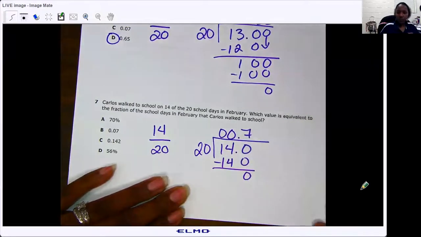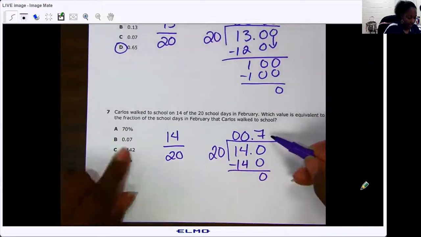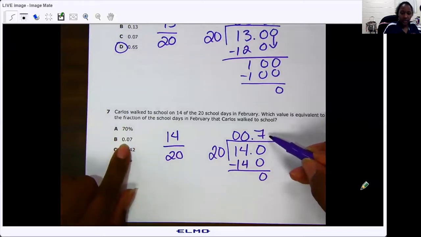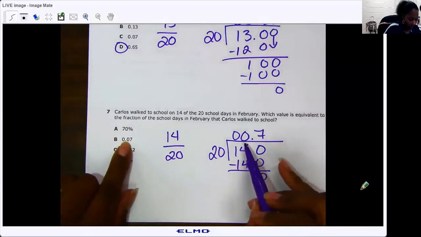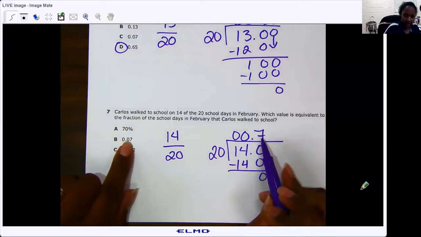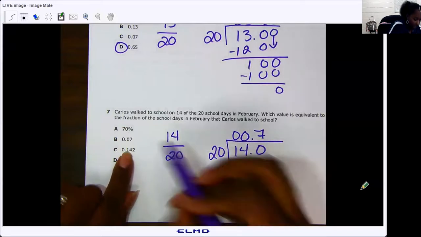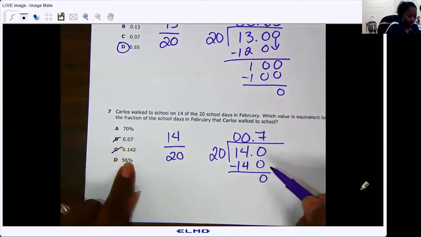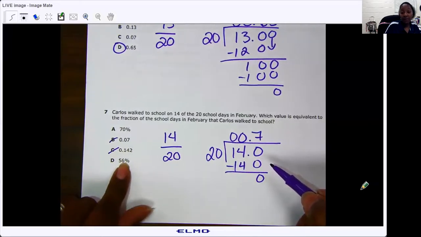We're zeroed out. I'm going to take a look at my answer choices. I have 70%. I have 0.07. Ooh, let's check that out. 0.07. Here's my decimal, but there's no 0 in front of it. I have a 7. So that one's no good. 0.142, that doesn't match. So I'm going to cross out the 2 decimal ones. And then we have a 56%. So my answer choice has to be a percent since my decimals didn't work out.